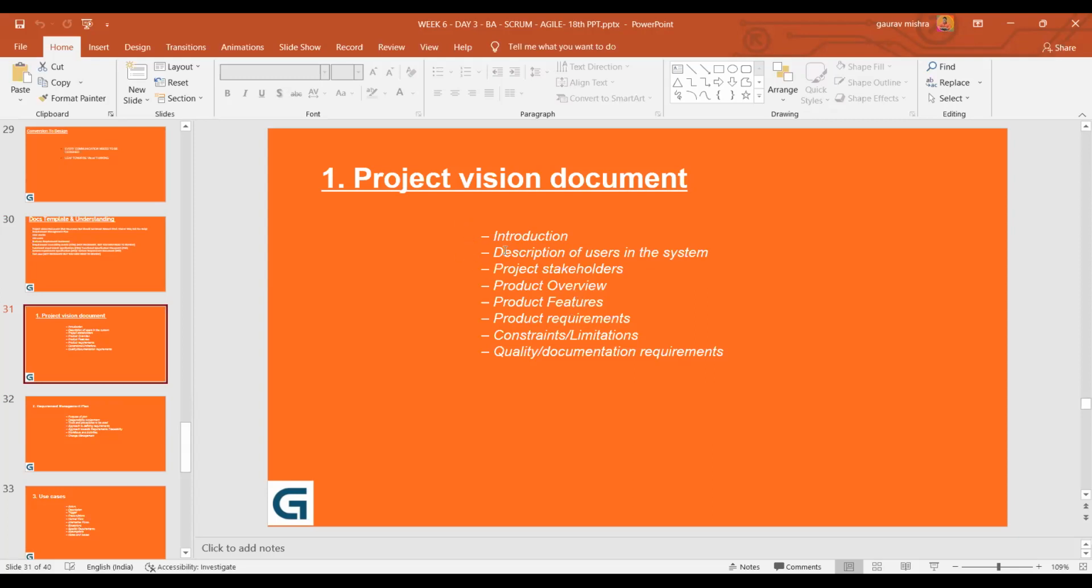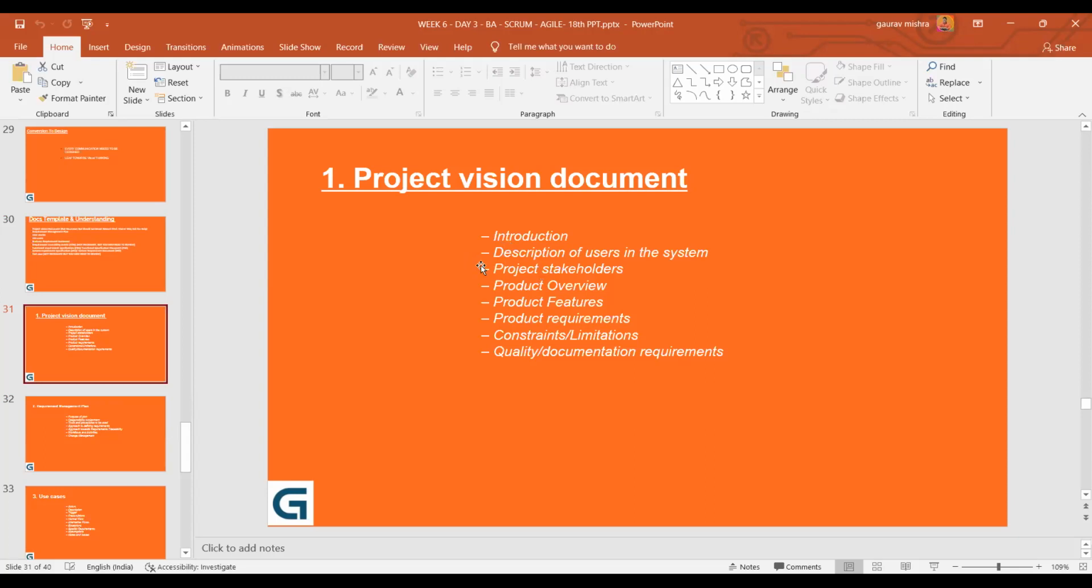That comes into the introduction section of the project vision document. I'm going to call it PVD. What am I going to call it? PVD. Exactly. So pay your attention over here.